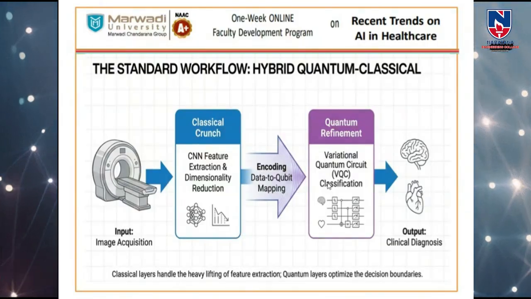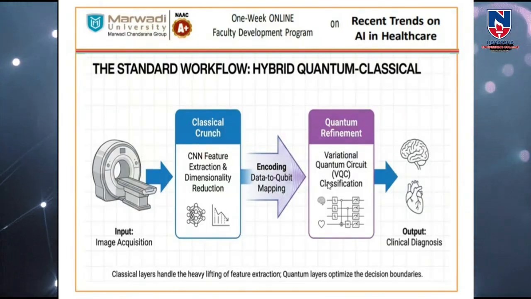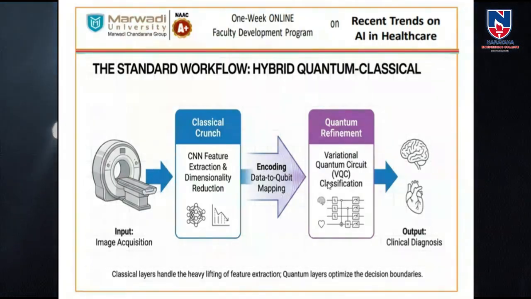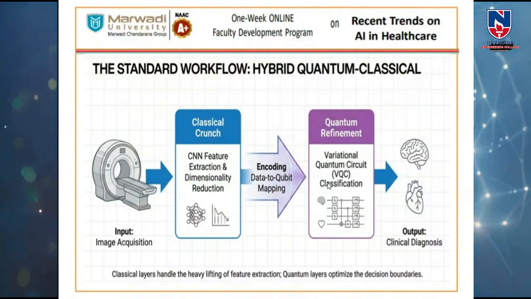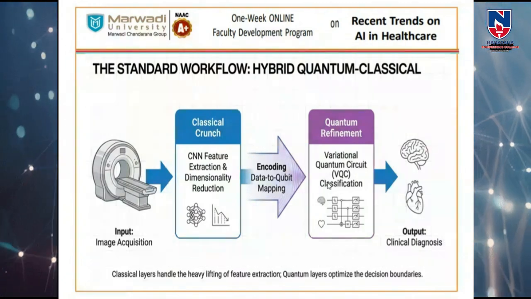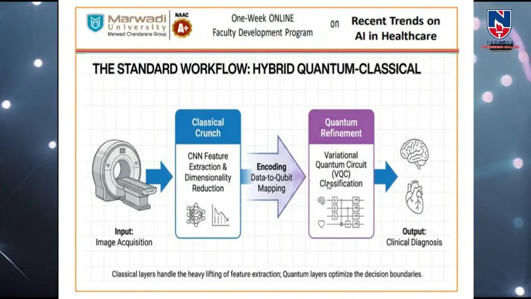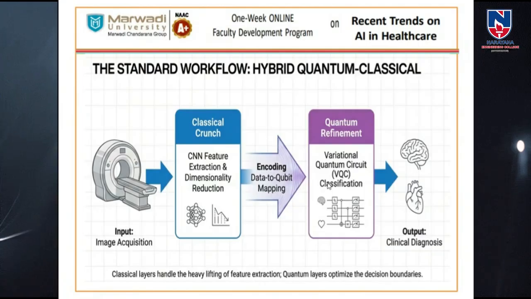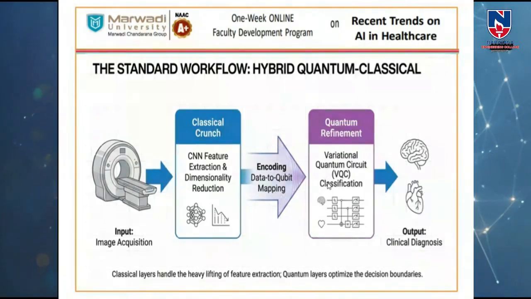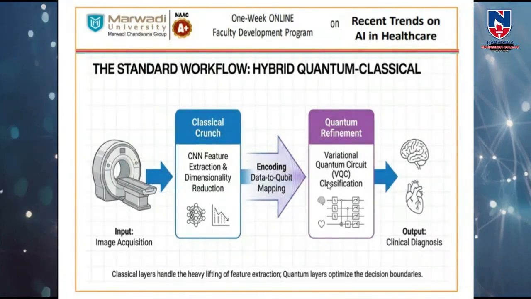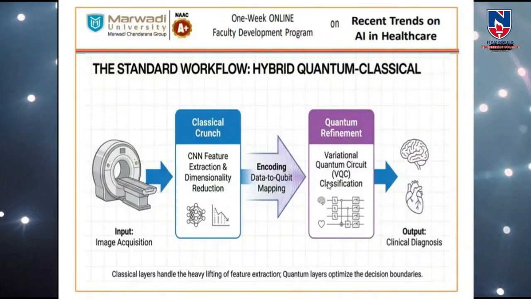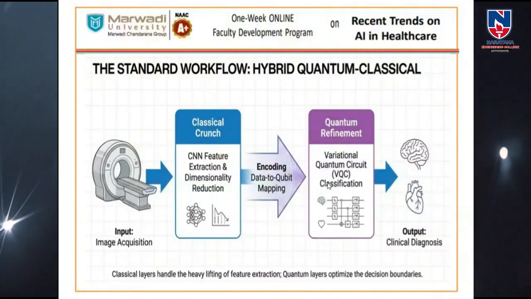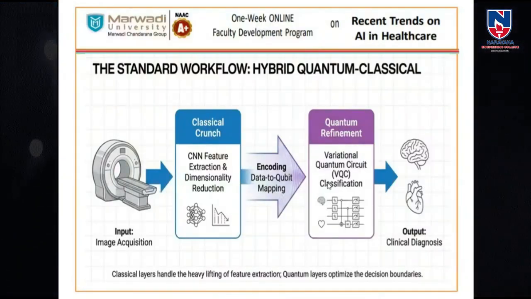Next, come to the encoding point of view. As mentioned, there is data to qubit mapping. That means the extracted classical features are encoded into quantum states by using methods such as angle encoding or amplitude encoding. That's why the features extracted in the classical part should be very few, because the number of qubits available is limited. This way, it creates a bridge between the classical and quantum domains.